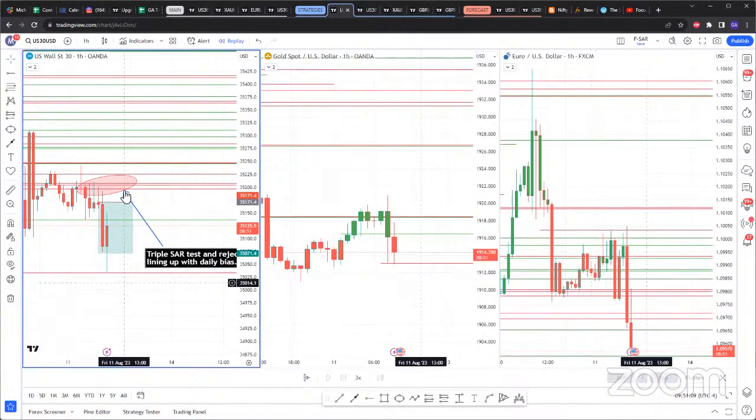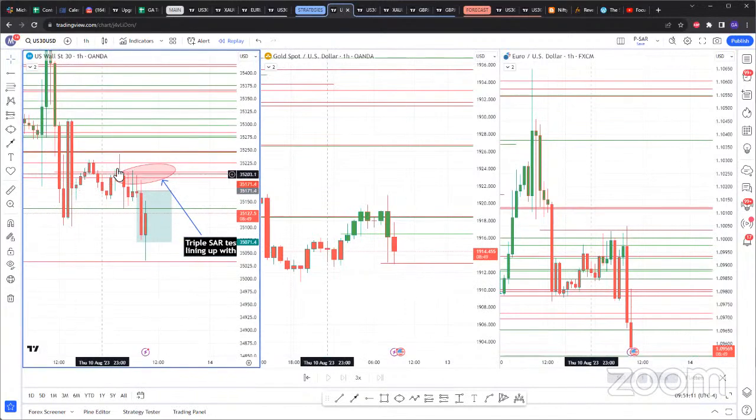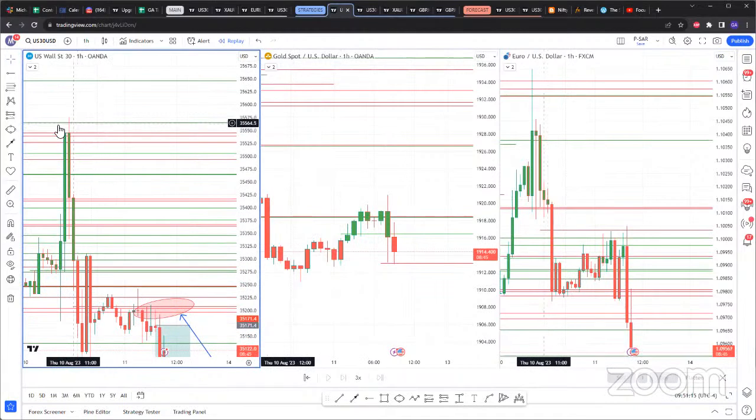So that is why this morning I went on the hourly time frame. I saw that triple SAR region. Even yesterday, we had this double. We had this triple right here. We had a double right here. We had another double right here.